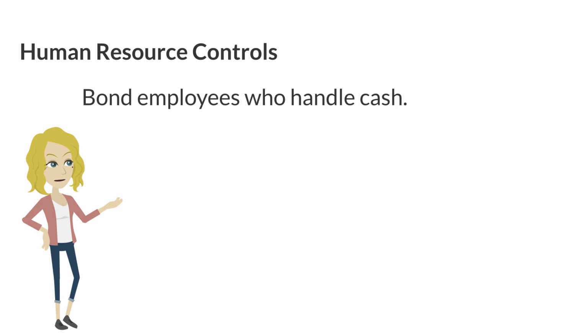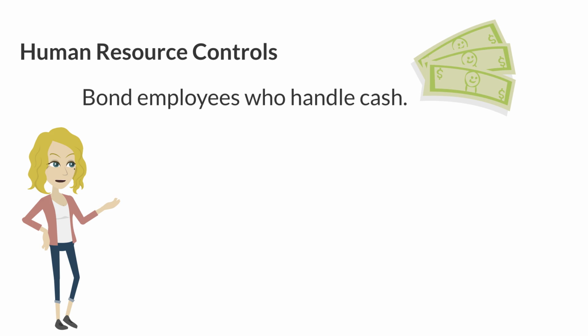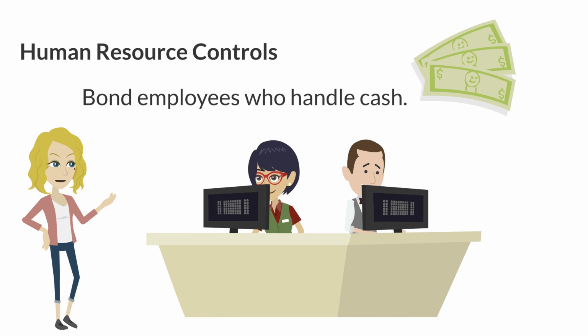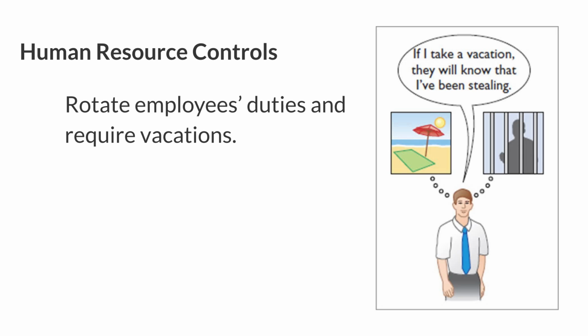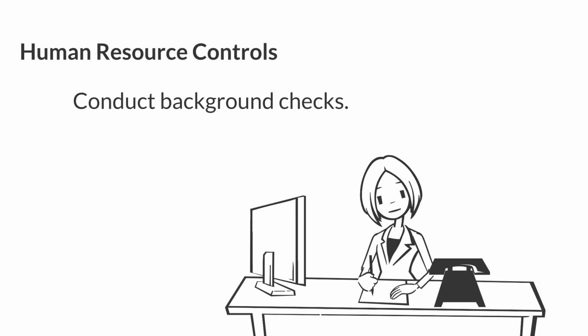Human resource controls include bonding employees who handle cash. Bonding involves obtaining insurance protection against theft by employees. A movie theater can bond their cashiers. Another control activity is to rotate employees' duties and require vacations. These measures deter employees from attempting thefts since they will not be able to hide their improper actions.